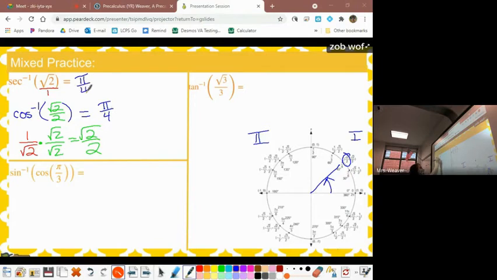It is the angle. So the angle whose secant is root 2 over 1 is pi over 4. Okay, very nice, Shay. Good job.